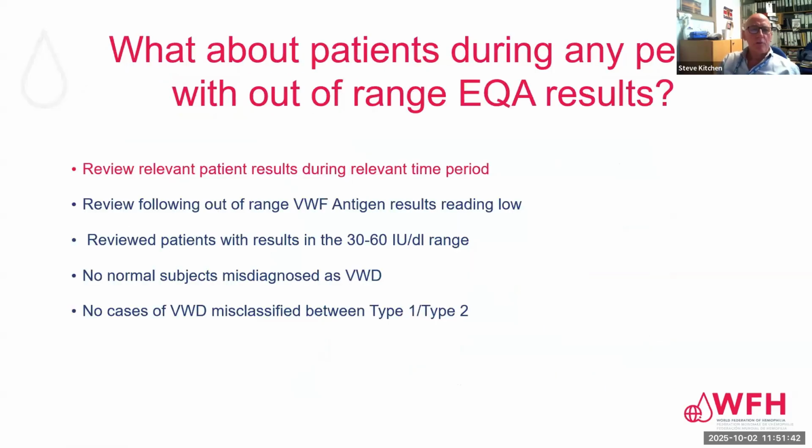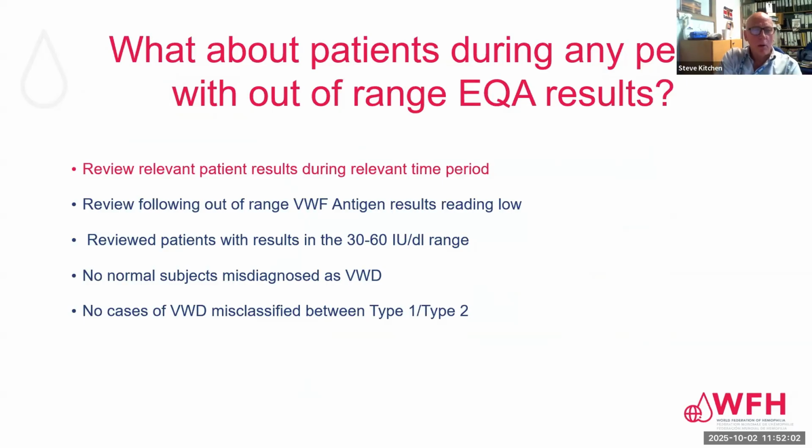So what do we do about patient results? If we identify through external quality assessment that our results are reading high, reading low, are out, we have to remind ourselves that during that period, we will have been testing in all likelihood patients. So we should review the relevant patient results during that time period that EQA was out of range.